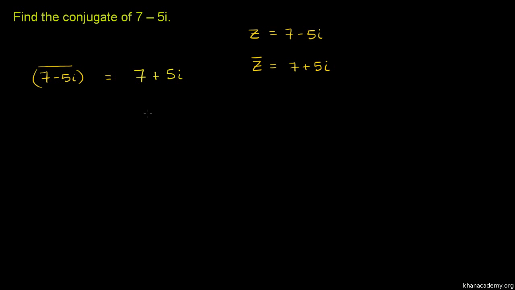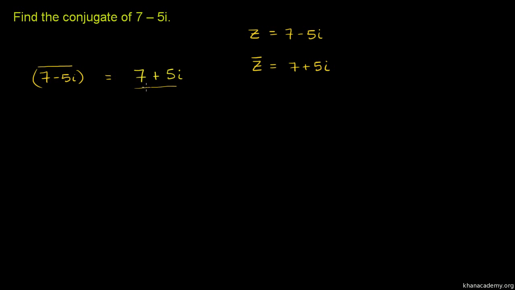Now you're probably saying, OK, fairly straightforward to find a conjugate of a complex number, but what is it good for? The most basic place where this is useful is when you multiply any complex number times its conjugate, you're going to get a real number. And I want to emphasize, 7 plus 5i is the conjugate of 7 minus 5i. But 7 minus 5i is also the conjugate of 7 plus 5i for obvious reasons. If you started with this and you changed the sign of the imaginary part, you would get 7 minus 5i. They're conjugates of each other.